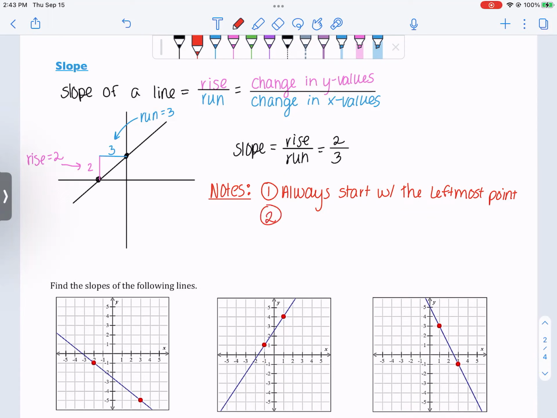All right. Two, as long as you start with the leftmost point, your run will always be a positive number. And three, your rise is going to be negative if you go down and positive if you move up.